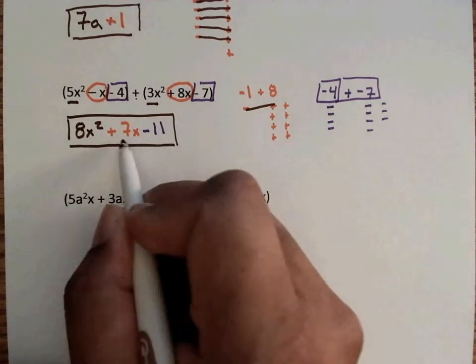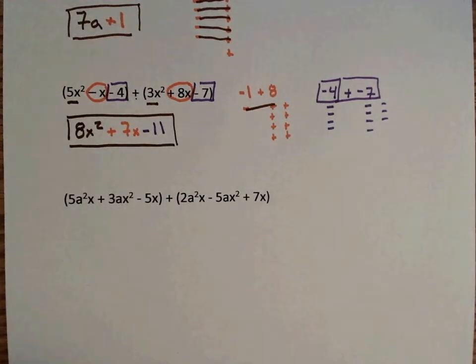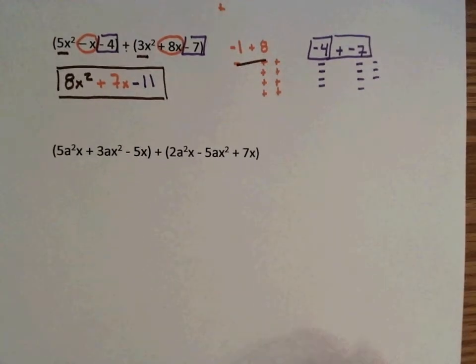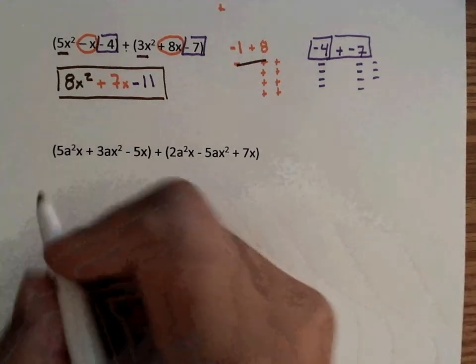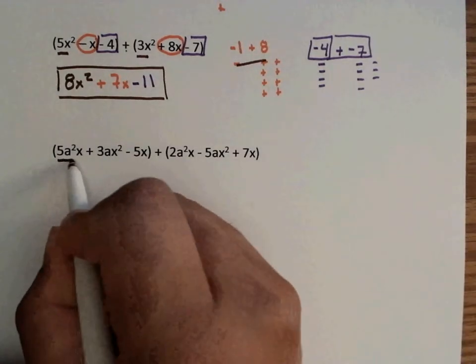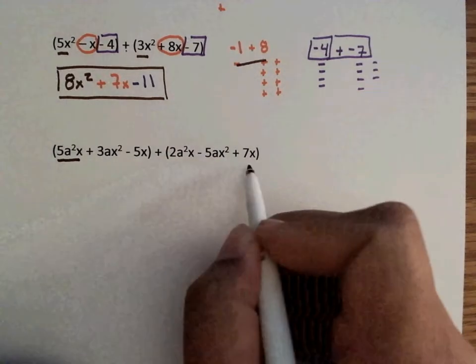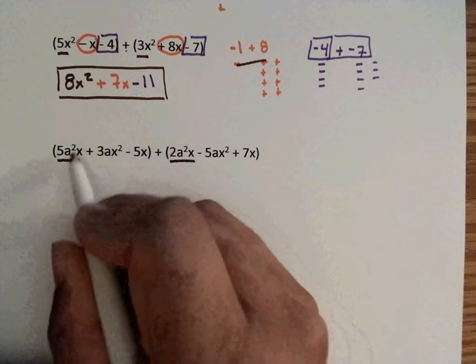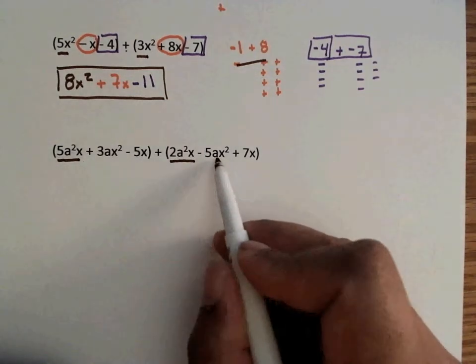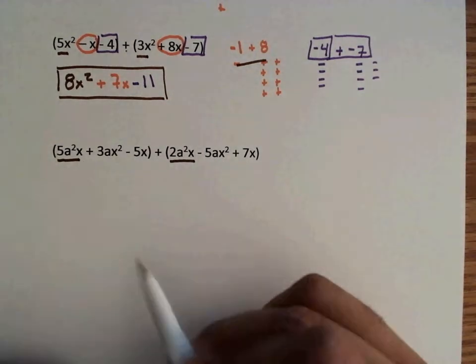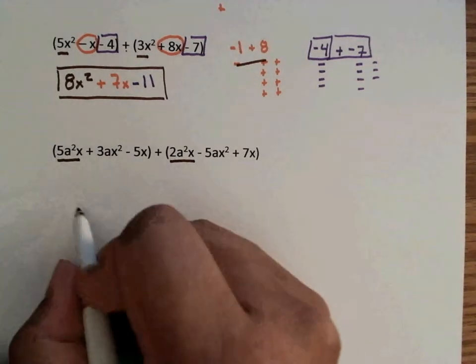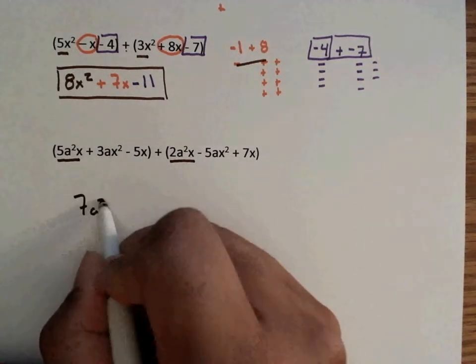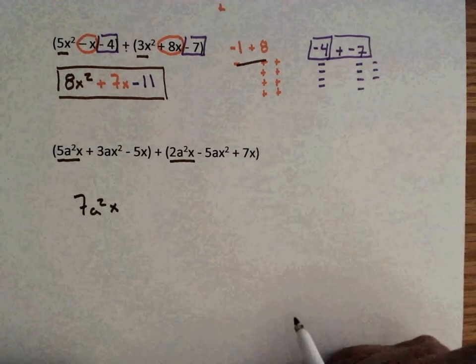So we have 8x squared plus 7x minus 11. Alright, for the last one, we do basically the same thing that we've been doing. We combine our like terms, so we have to identify our like terms. So we have 5a squared x, and then we look for any other a squared x. There goes a 2a squared x. Now if you notice, this a is not squared, so we don't include that one. So we know 5 plus 2, we get 7a squared x.